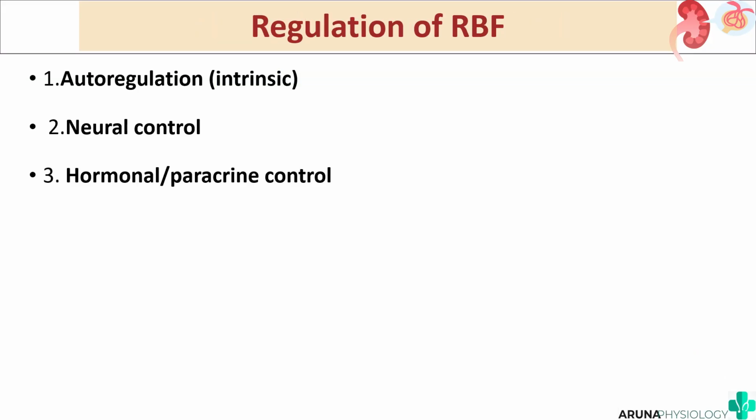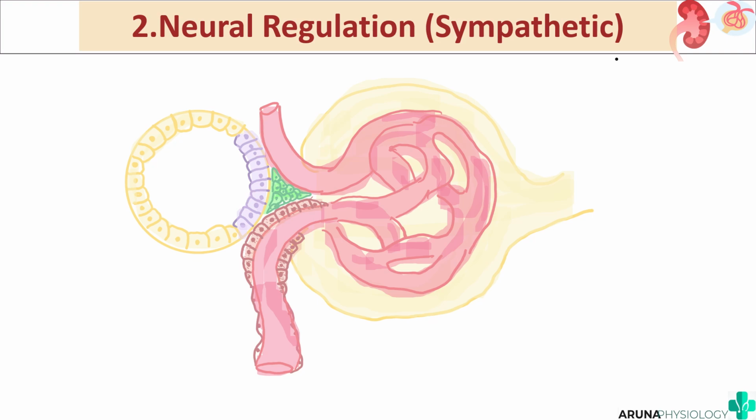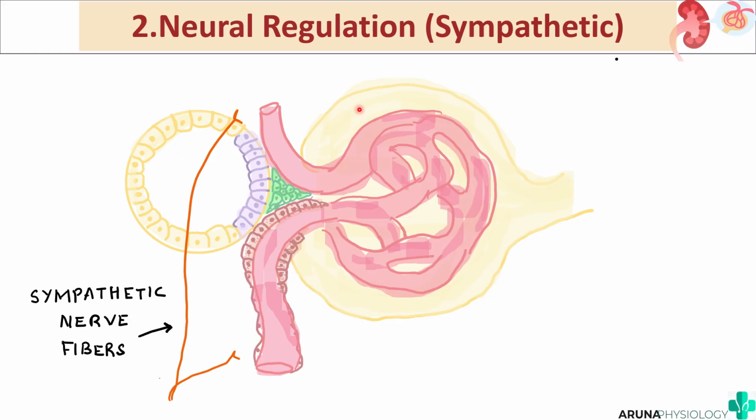So of the three mechanisms, we have seen the first one, that is autoregulation. Next we'll see about the neural control. So we know that the nephron has a rich sympathetic nervous supply, right? The sympathetic nervous system releases the neurotransmitter norepinephrine, which will bind onto the alpha 1 receptors that are present on the afferent and the efferent arteriole. The important point is that the efferent arteriole is more sensitive to this norepinephrine. So naturally, initially it is going to cause efferent arteriolar constriction.